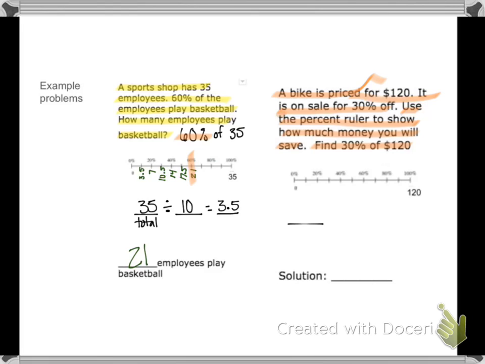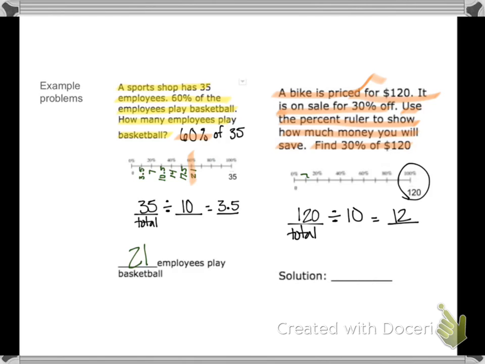If we take a look at what we did in our first example problem, we're going to take our total, divide it by the 10 parts on the ruler. That's going to equal our 10% value, or how we skip count. The total of this problem, our 100% value, is 120. On our calculators, if we do 120 divided by 10, it will give us 12. This time, instead of skipping by 3.5, we're going to skip count by 12. Every 10% is worth 12.